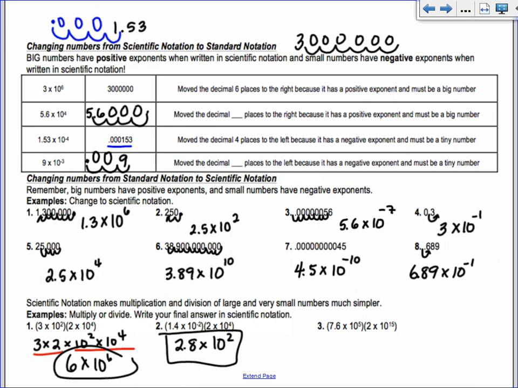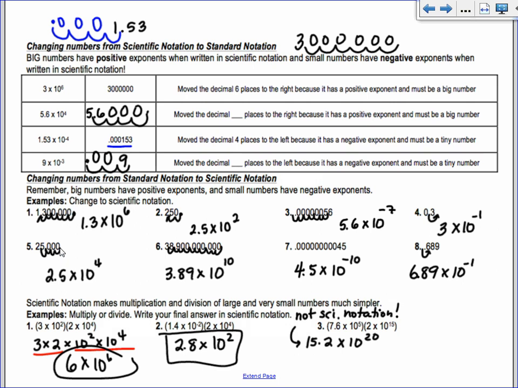Okay, so most of them are pretty straightforward. But things like the next one, it can get a little bit confusing. Because when you multiply this, you have 7.6 times 2, which is 15.2. And then you get 10 to the 20th, but there's a problem because this isn't in scientific notation, right? It's not in scientific notation because that number isn't between 1 and 10. So you have to move it around, okay?